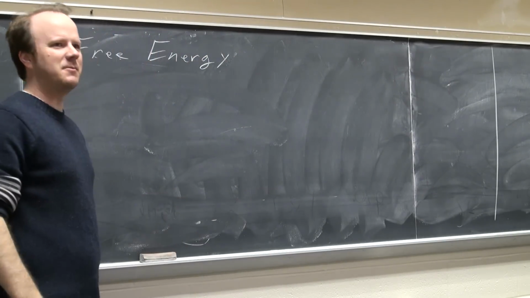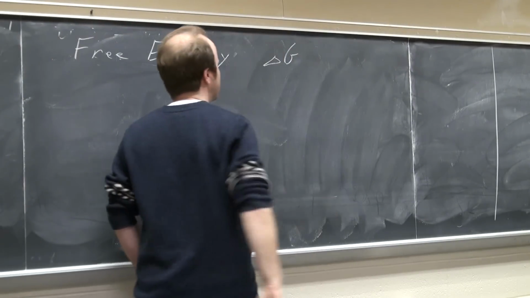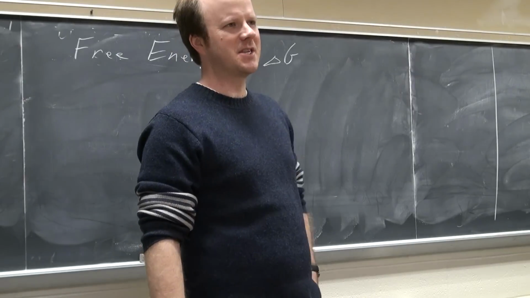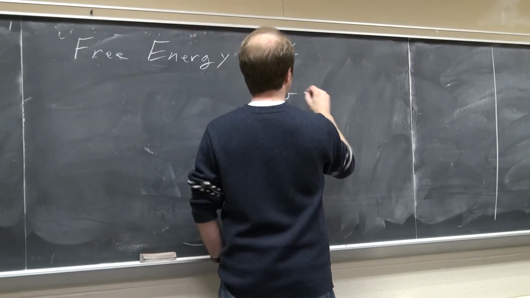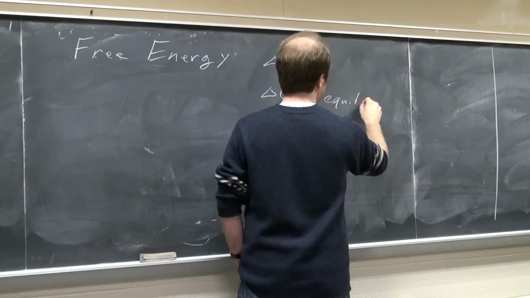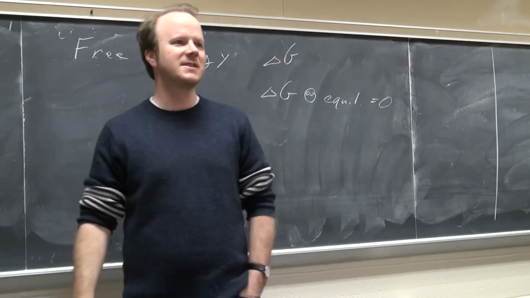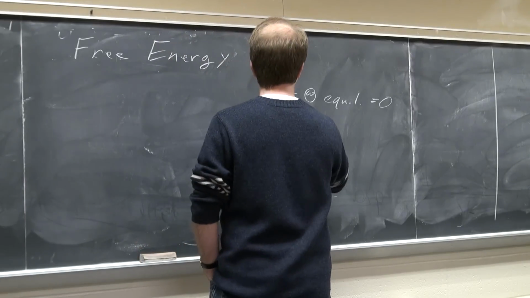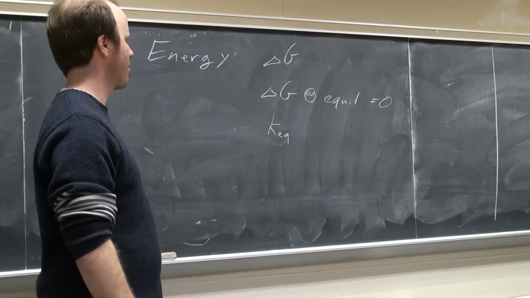If I ask you about free energy, what's the symbol for free energy? Delta G. What's the delta G at equilibrium? 0. If I ask you what the equilibrium constant is, that's KEQ, and how is that related to delta G 0? Equals 1. Oh wait.